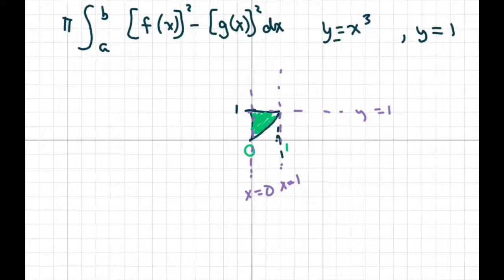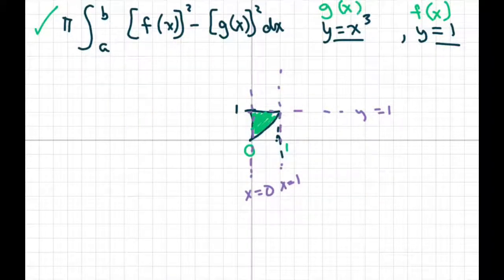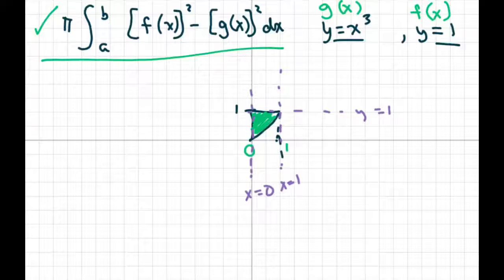We know y equals x cubed, and then we have y equals 1. This is your formula for the volume of a solid of revolution around the x-axis. The region below is going to be your f of x, and above would be this one, g of x. So we're just going to plug everything in here.